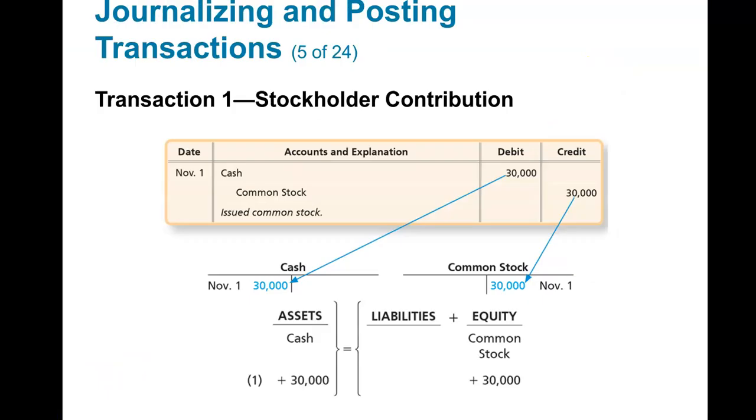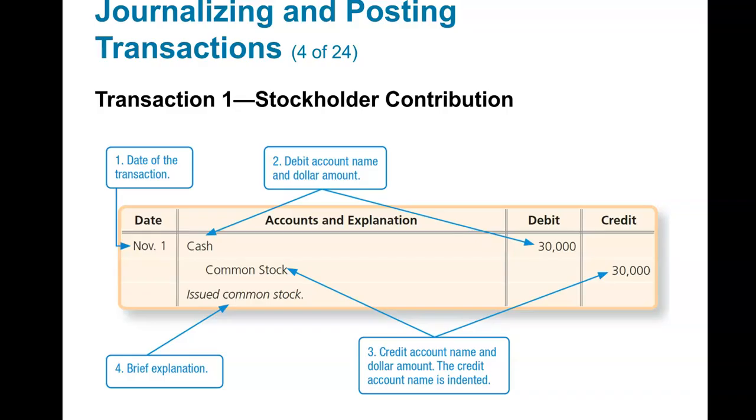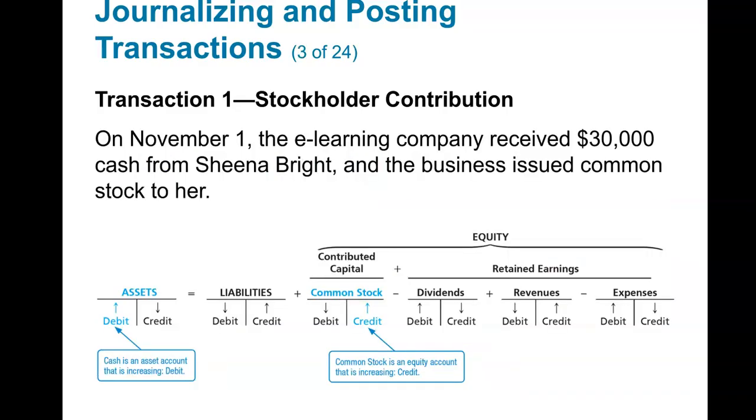Okay, the first transaction, there's 17 transactions here. Let's see what we get through. The first transaction, it's giving you a description. So for classroom purposes, we don't exactly have source documents. The description they give us is considered, we have read the source documents and we know what to do. So number one, on November 1st, the e-learning company received $30,000 cash from Sheena Bright, and the business issued common stock to her. We saw that already happened.